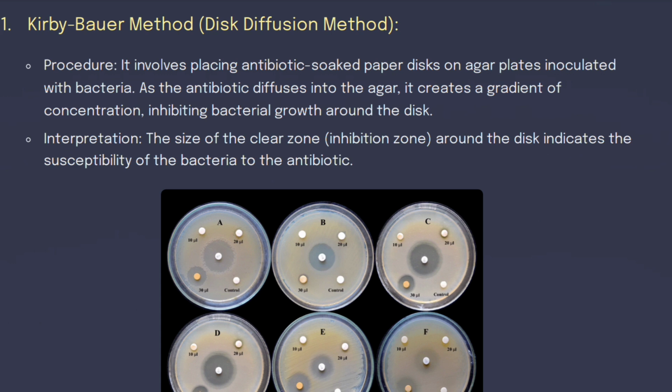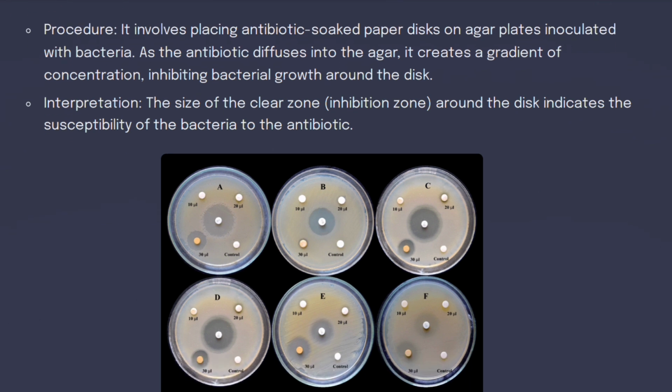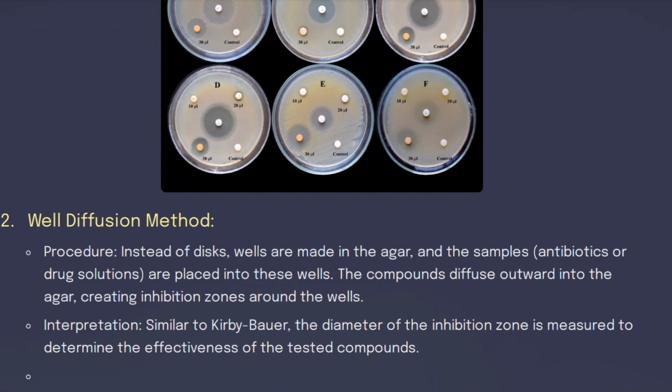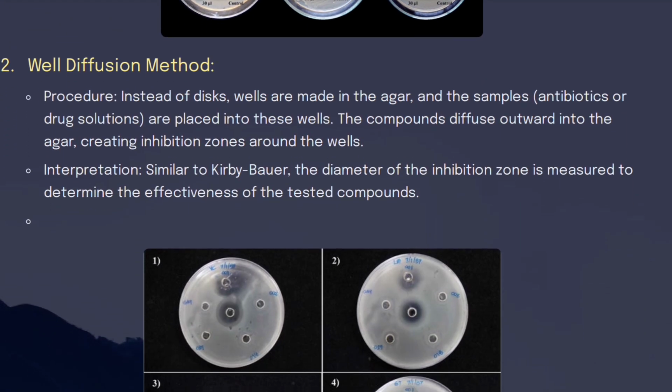Procedure. It involves placing antibiotic-soaked paper discs on agar plates inoculated with bacteria. As the antibiotic diffuses into the agar, it creates a gradient of concentration, inhibiting bacterial growth around the disc. Interpretation. The size of the clear zone, inhibition zone, around the disc indicates the susceptibility of the bacteria to the antibiotic. 2. Well diffusion method.